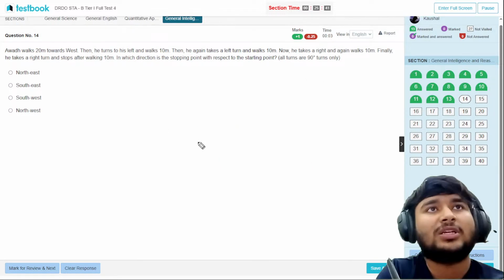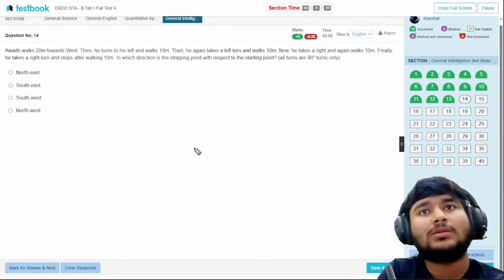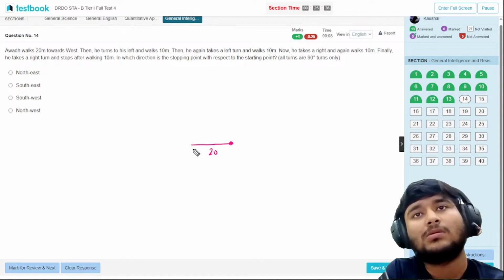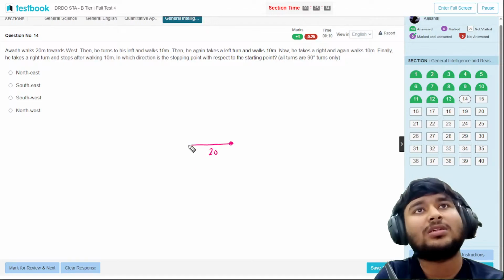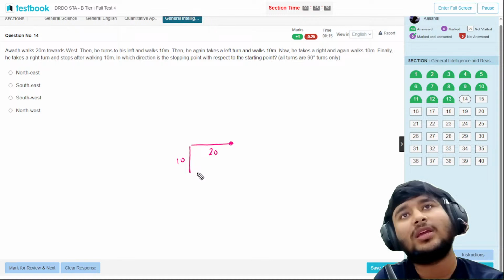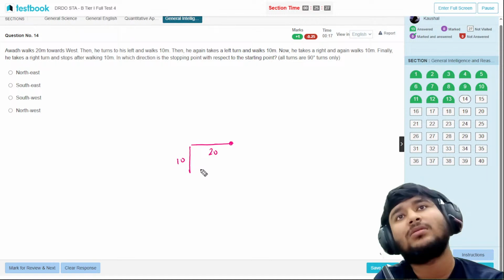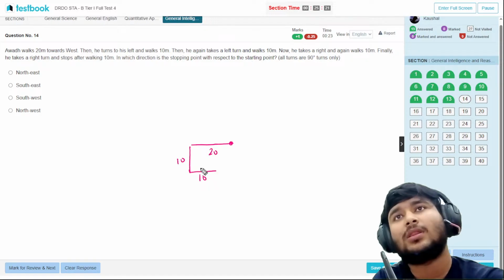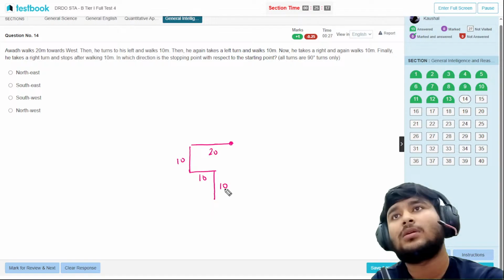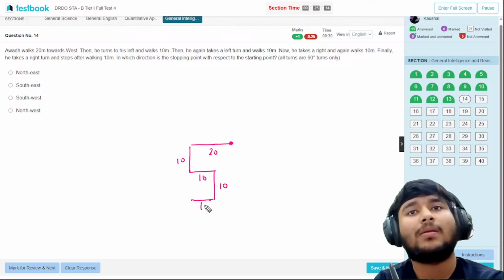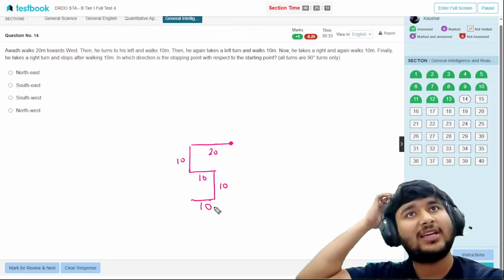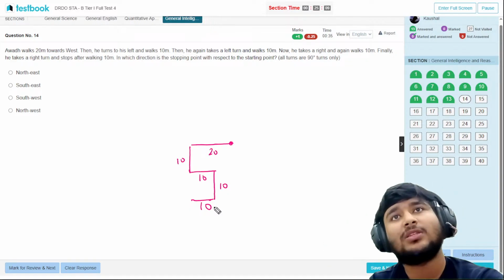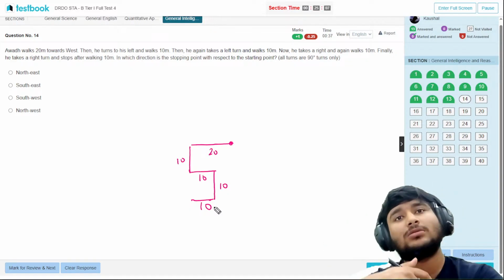He walks 20 meters west, then he takes a turn left and walks 10, then he again takes a left turn and walks 10, now he takes a right and walks 10, finally he takes a right turn and stops at 10. In which direction is the stopping point with respect to the starting point? Southwest.